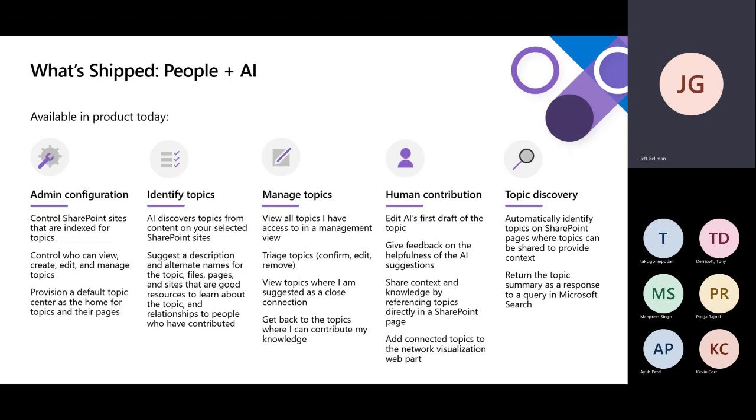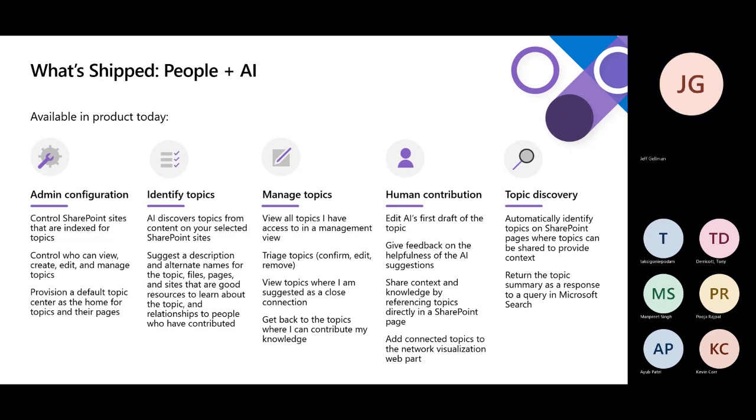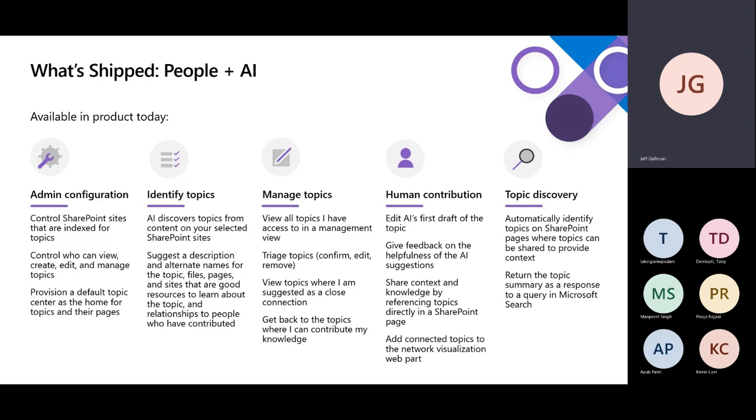The ability to identify topics, that AI engine, is also what's shipping in the product today. It allows the AI suggested description and alternative names for the topics, files, pages, and sites that are good resources to learn about the topic, and relationships to people who have contributed. The ability to manage those topics, and this will go across multiple roles, to be able to view all topics that you specifically as an individual have access to from a management point of view. You can also triage topics. Basically, what the AI engine will serve up, you have the ability to confirm those, to edit those, or even remove those topics.